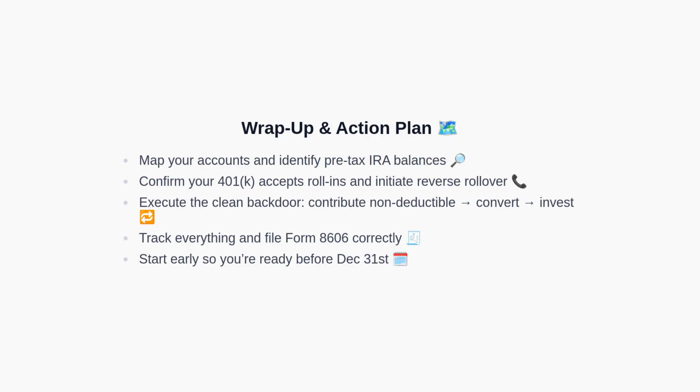To wrap up, map all your accounts and identify any pre-tax IRA balances. Confirm whether your employer 401k accepts roll-ins, and, if so, initiate a reverse rollover to clean out pre-tax IRA dollars. Then execute a clean backdoor Roth. Contribute a non-deductible amount to a traditional IRA, convert to a Roth IRA shortly after, and invest according to your plan. Carefully track transactions and file Form 8606 correctly. Begin early, so you are fully prepared before the December 31st snapshot.